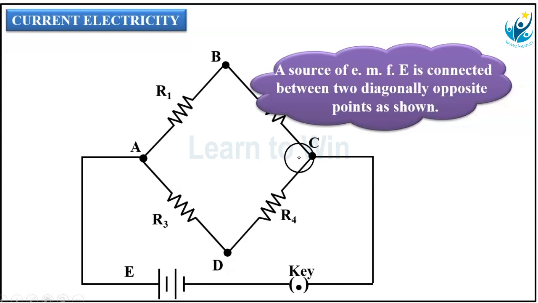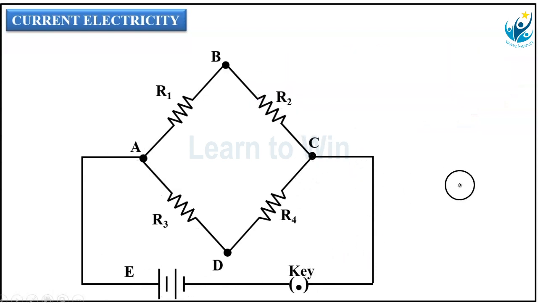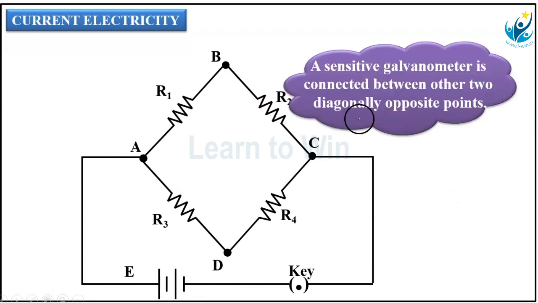In between junctions A and C, a cell of EMF is connected with the help of a plug key such that A is connected to the positive terminal and junction C is connected to the negative terminal. And in between the junctions B and D, a sensitive galvanometer is connected. This is the galvanometer.